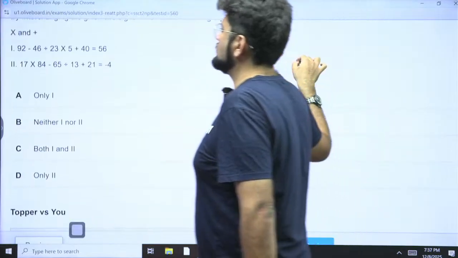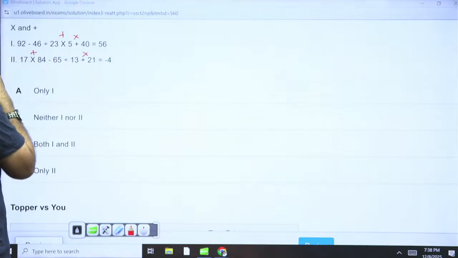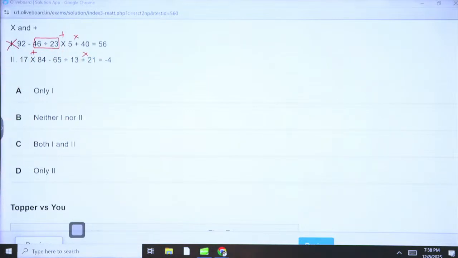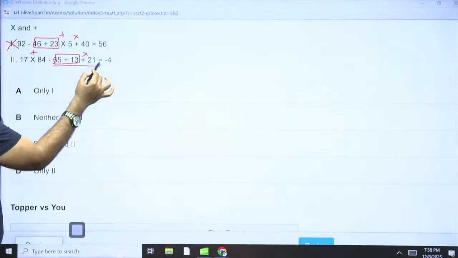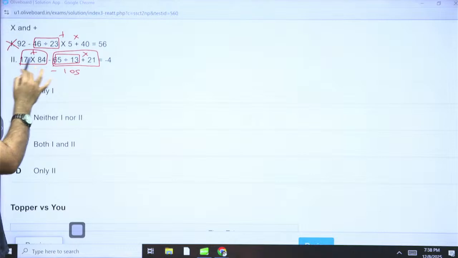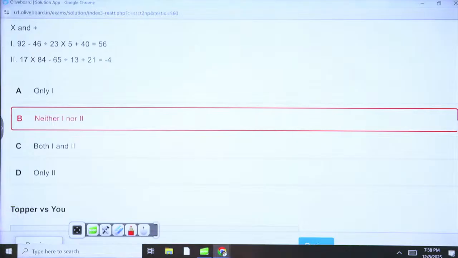By interchanging two signs, which equation will be correct? Into and plus. So 46 by 23 is 2. 92 minus 2 plus 200. Definitely not the answer. Yeah, it's not right. Okay, 65 by 13 is 5. 5 into 21 is 105. Minus 105. 17 into 84. This is going to be out of the range of 800. This is also not right. So neither 1 nor 2 is the correct answer. Partially calculate and get your answers. So, oops. Am I wrong?